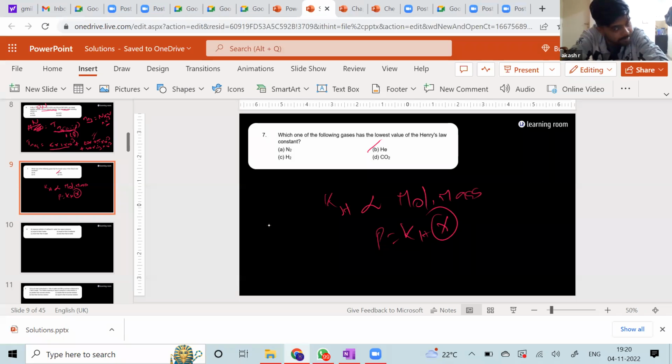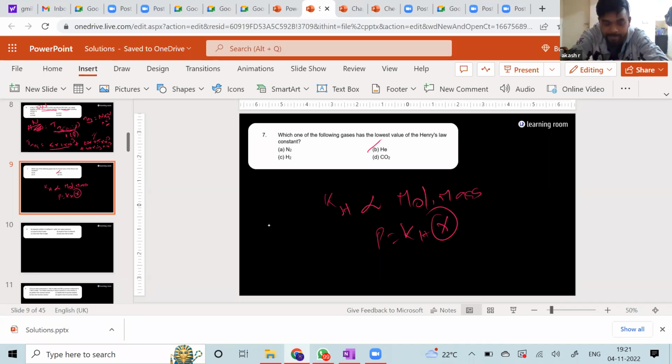Sir, X is mole fraction, right? Yes, X is mole fraction. Sir, mole fraction is the number of moles of a particular component by the total number of moles of the components. Yes. And the number of moles, if you consider, is given mass by molar mass. So you are telling KH is directly proportional to... Oh, no. Why are you confusing X and KH? X is a different term. KH is another different term.